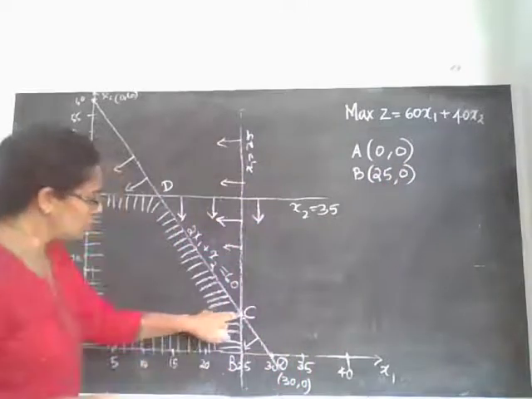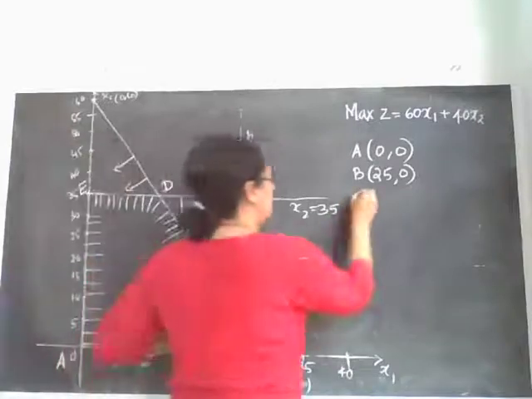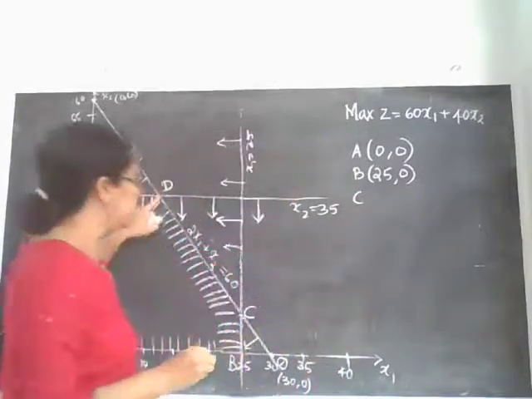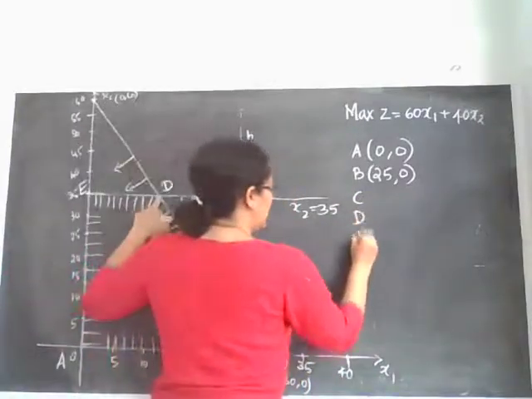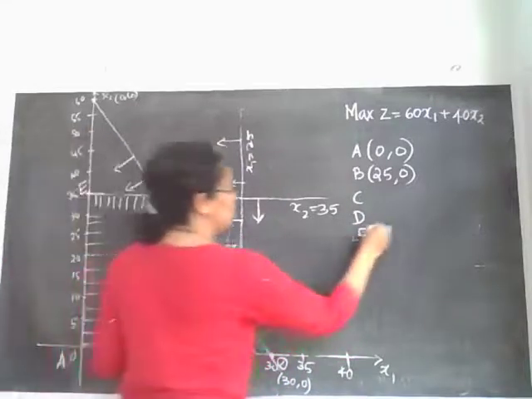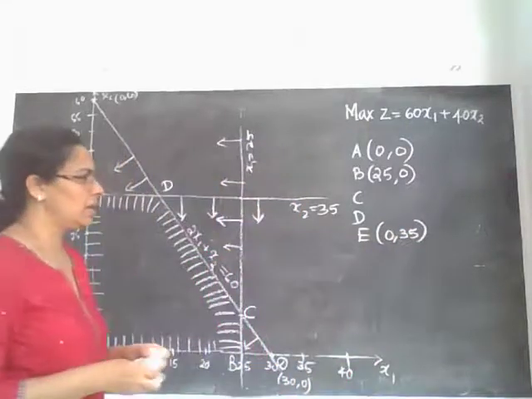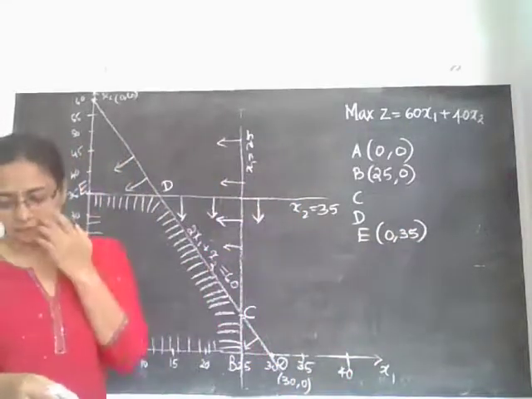Point C we do not know yet, and D as well. E is 0 and 35. So we have these points. Now to find C and D.